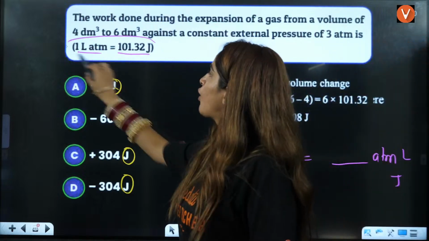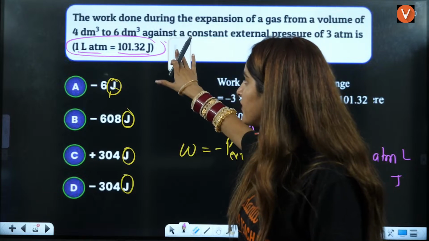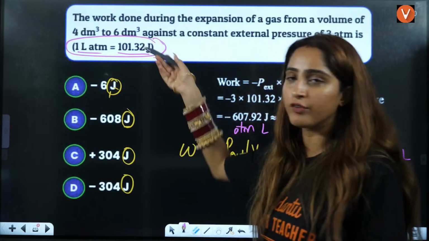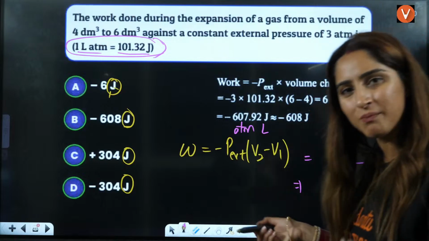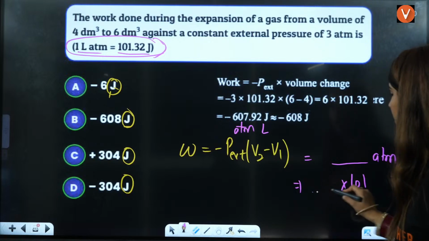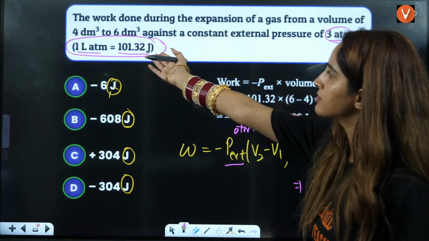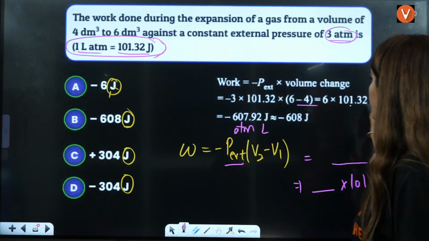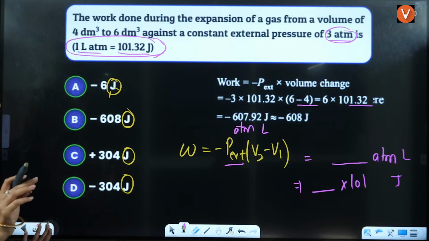Maybe they will not give you this in the exam. Okay? I don't think they will give you this in the exam. So if they don't give you this in the exam, you should know the conversion. That is, you can multiply simply with 101. Okay? So multiply this with 101. P external is given to you. Okay? This is 6 minus 4, that is 2. Okay? So you can directly answer this with a very simple calculation.